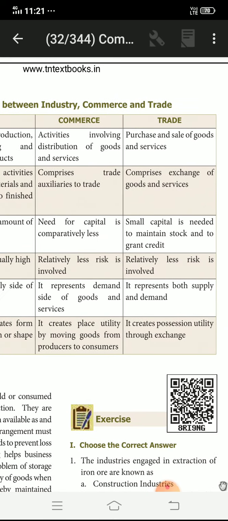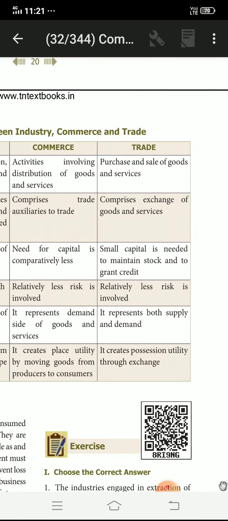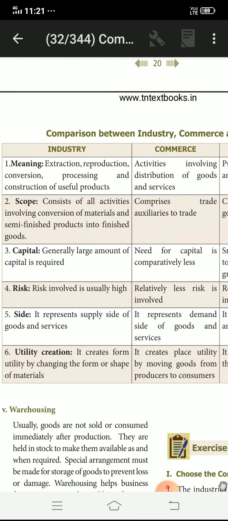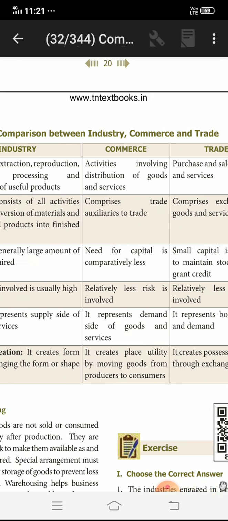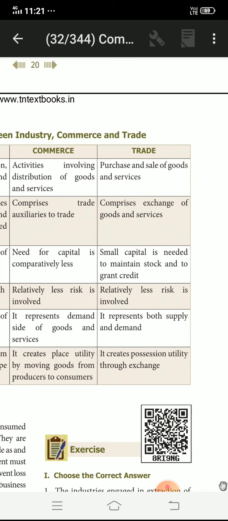Relatively less risk is involved in trade. So these two categories, commerce and trade, involve less risk compared to industry. Next is the side. Industry represents the supply side of goods and services. That is, industry is involved in production. They supply whatever goods are necessary for the consumers. Commerce represents the demand side of goods and services. Whatever demand is made by the consumers, that is the side of commerce.